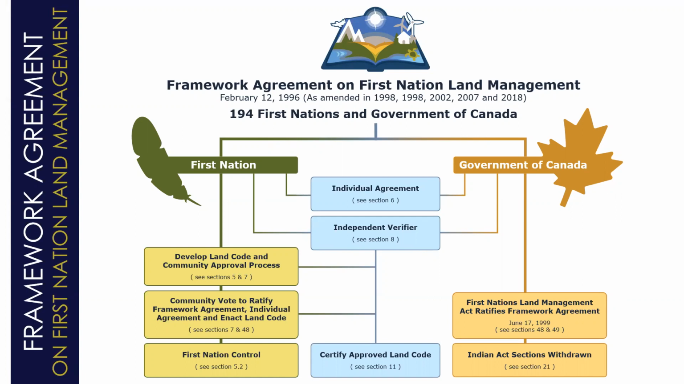So as I mentioned, it started out with those 13 First Nations, and as of today, there's 194 First Nations who are signatory to it now. So I already mentioned that the Government of Canada, they ratified their commitment to the agreement by passing the First Nations Land Management Act. And then First Nations ratify the framework agreement by developing your own land code and community approval process, so that's your voting rules.